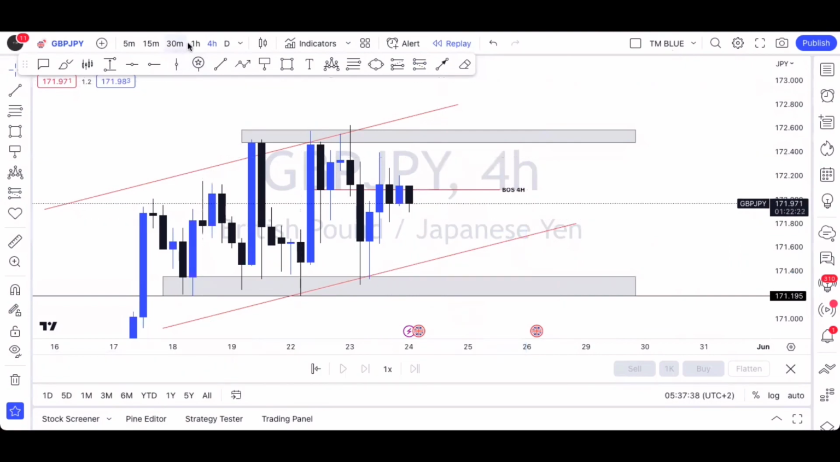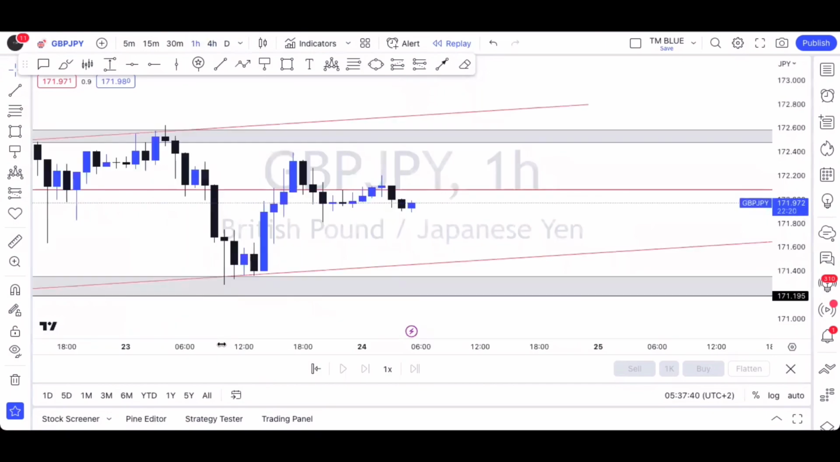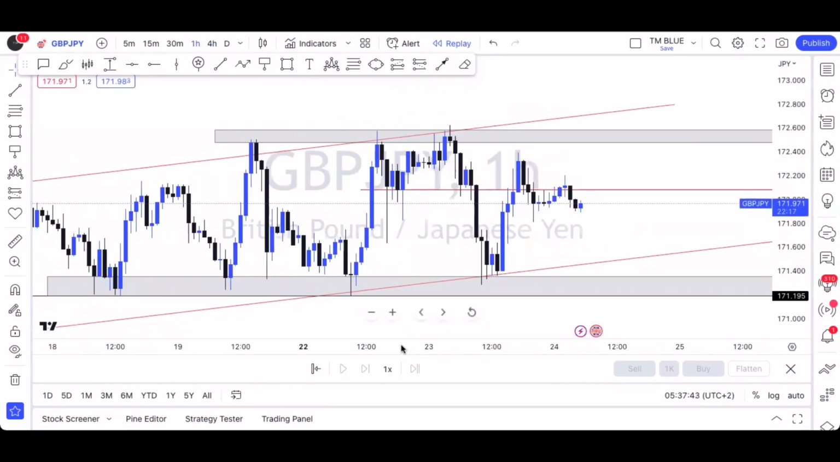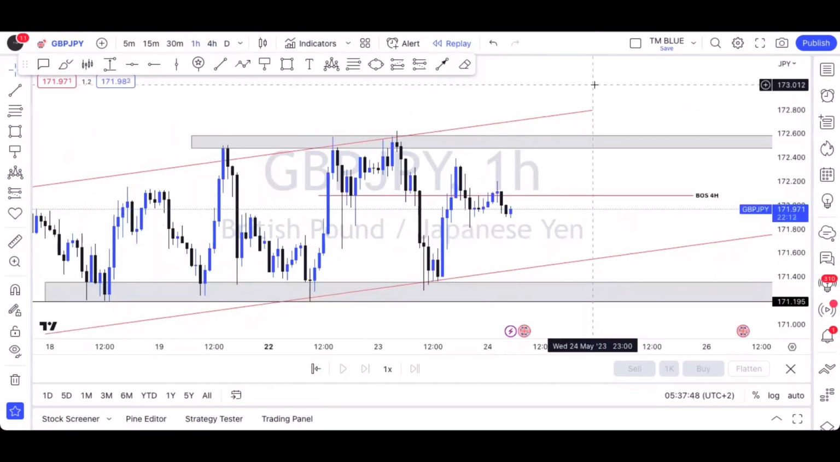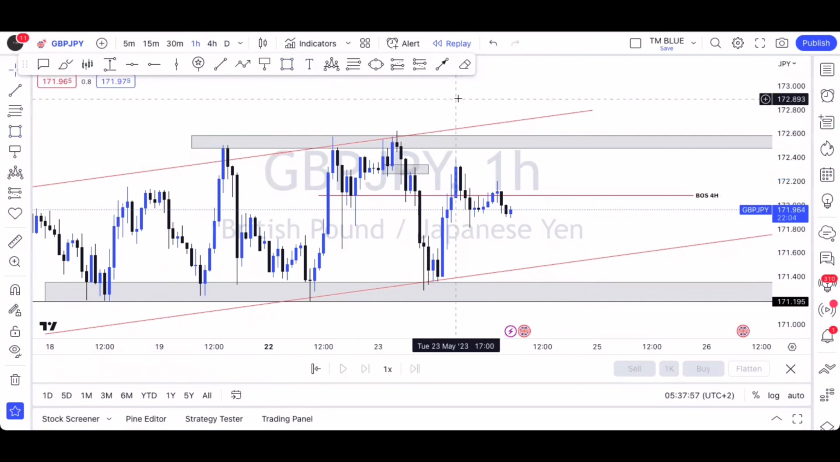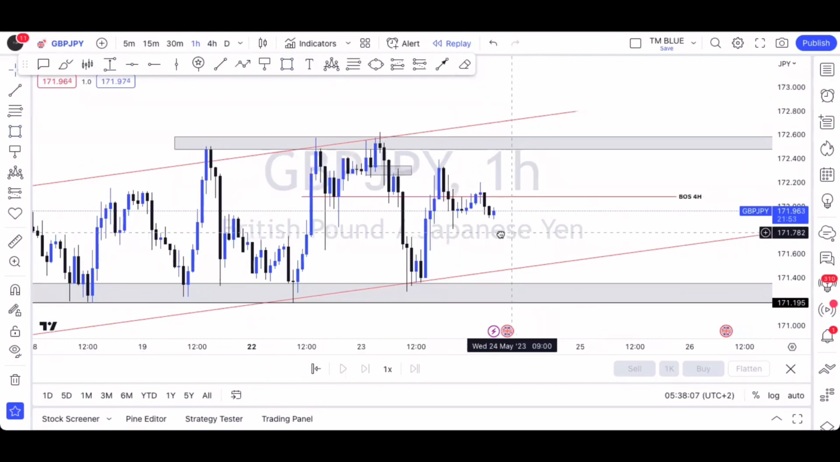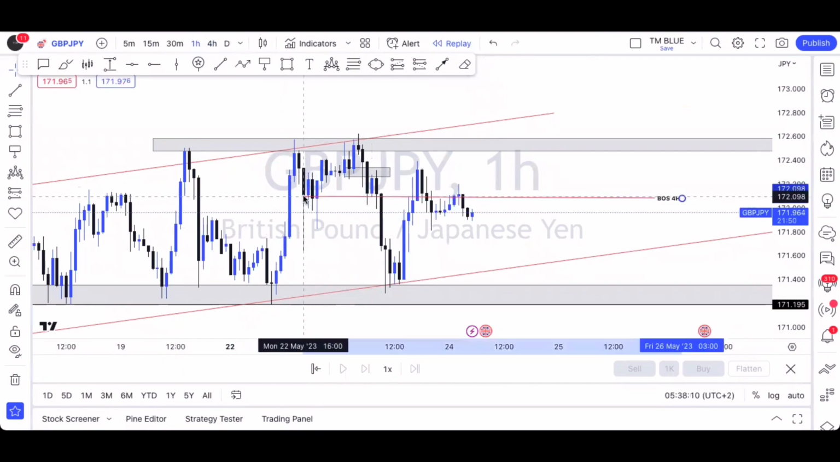If it doesn't, let's go on to the 1H and see if there's anything more that we can take a look at. Okay, here's the trade scenario that you guys can use for today for GJ.